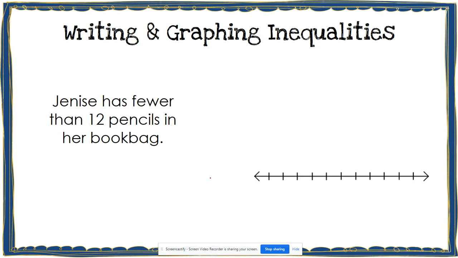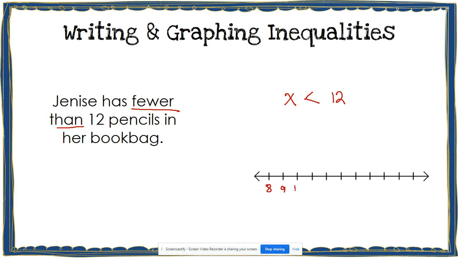Finally, I see that Janice has fewer than 12 pencils in her book bag. Fewer than is my key word here. And I know that she has fewer than 12 in her book bag, so I'm going to use x and 12. If Janice has fewer than 12, that means that there is less than 12 pencils in her book bag. Because it says fewer than instead of fewer than or exactly 12, I know that it's less than instead of less than or equal to.